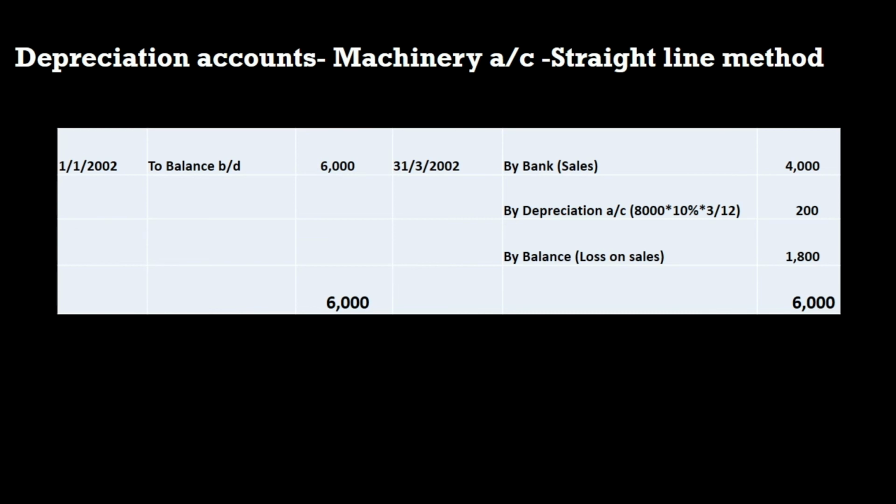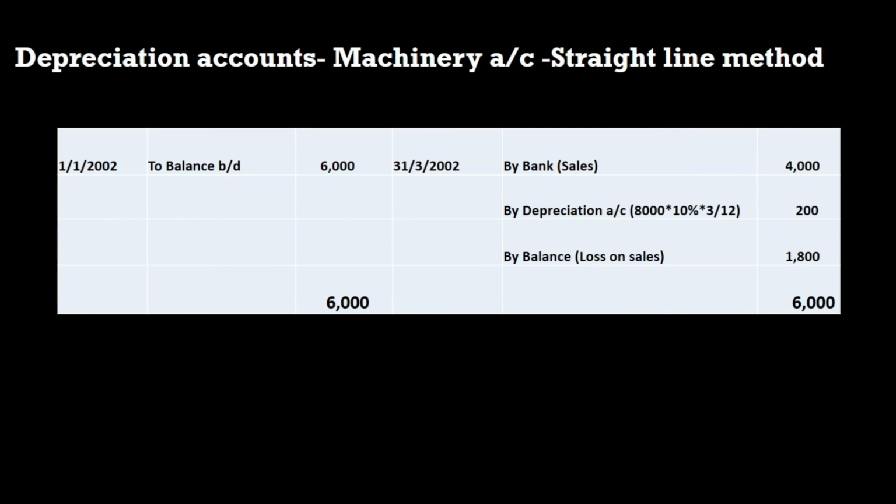Now we are selling. We are going to sell on 31st of March, so we have to put 31st of March. By bank we are selling. So we sold that machinery for 4,000. Correct? And we used that machinery in January, February and March, so we have to calculate 3 months of depreciation for that year. Depreciation account, 8,000 into 10% into 3 by 12. That means 3 months divided by 12. They sold in March, that's why we used 3. So the depreciation value is 200.